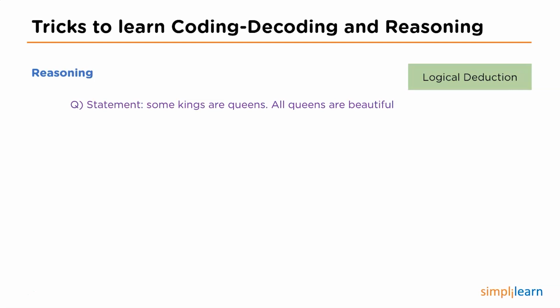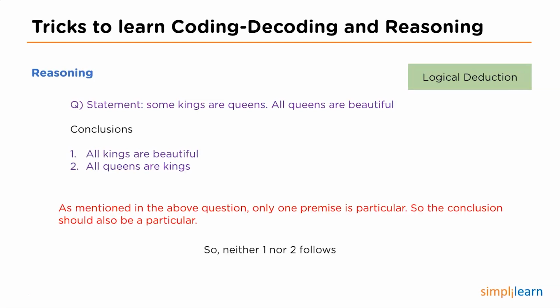And we have the statement, some kings are queens. All queens are beautiful. Conclusions. All kings are beautiful. All queens are kings. Now, explanation. As mentioned in the above question, only one premise is particular. So the conclusion should also be particular. So the answer would be neither one nor two follows the given statement.